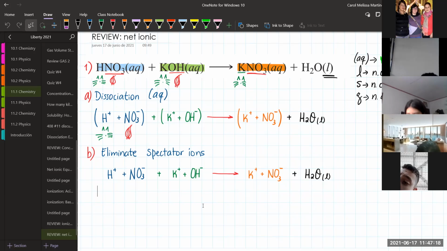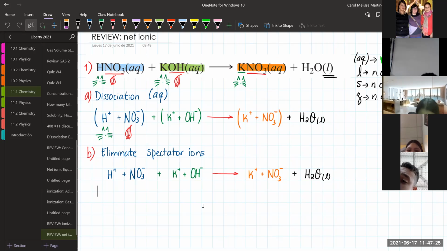It's not H plus ion. It's different. Now, can we get rid of nitrate? Is it repeated on the two sides? Yes. So we eliminate nitrate. That is one of the spectator ions. Now, can we get rid of K plus? Yes. K plus, delete it. And then in the last step, what we do is we write the net ionic equation.